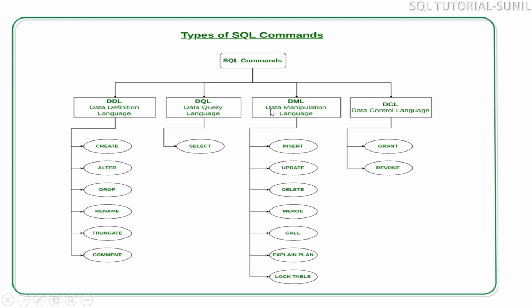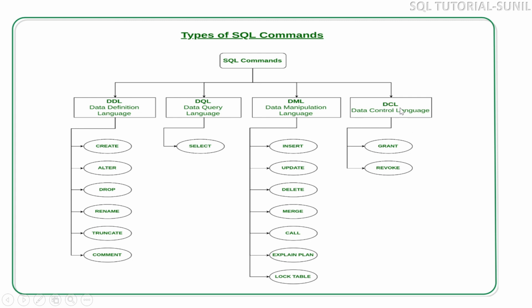And the next thing is data manipulation language. Data manipulation language means you can manipulate the data. Inside the table you can insert some data, you can update that data, you can delete that data, you can merge some columns. So all these things are there. We will not be using all these options, but the main things are insert, update and delete. So these three things we will be using. This is called data manipulation language.